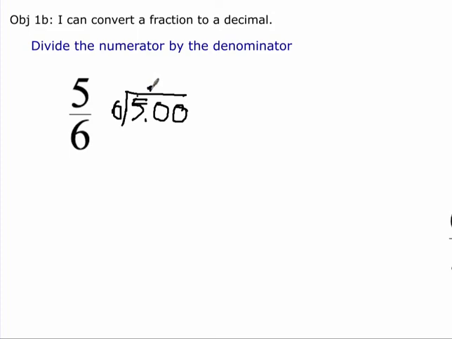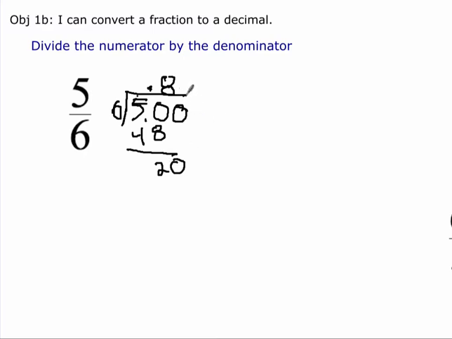And now, how many times does 6 go into 50 without going over? Well, if I put it in 8 times, 6 times 8 is 48. If I put it in 9 times, 6 times 9 is 54. So that's going to be too much. So let's just go ahead and put it in 8 times. So 6 times 8, 48. Subtract here.